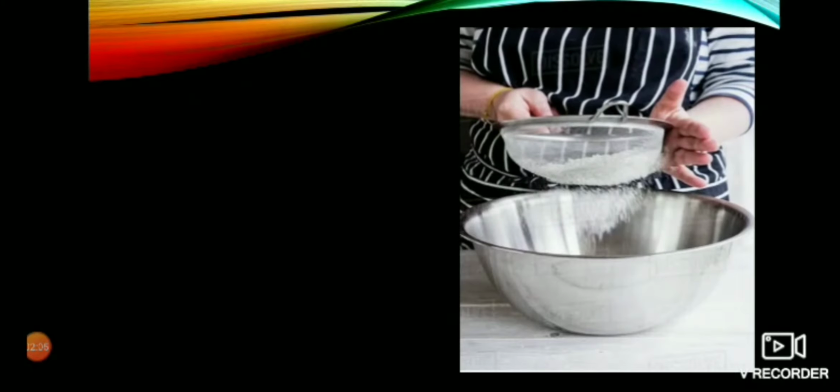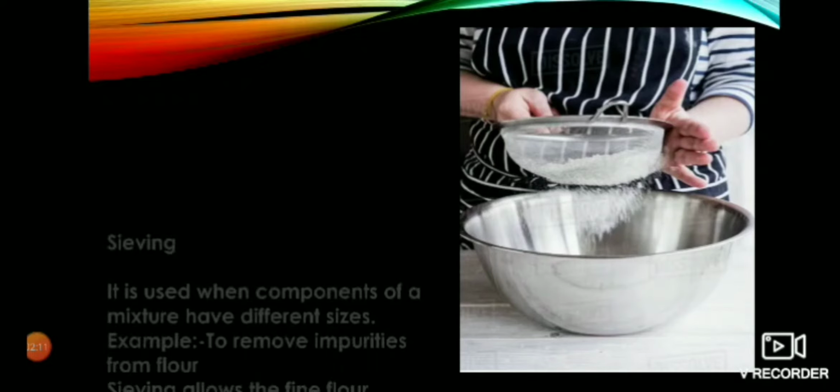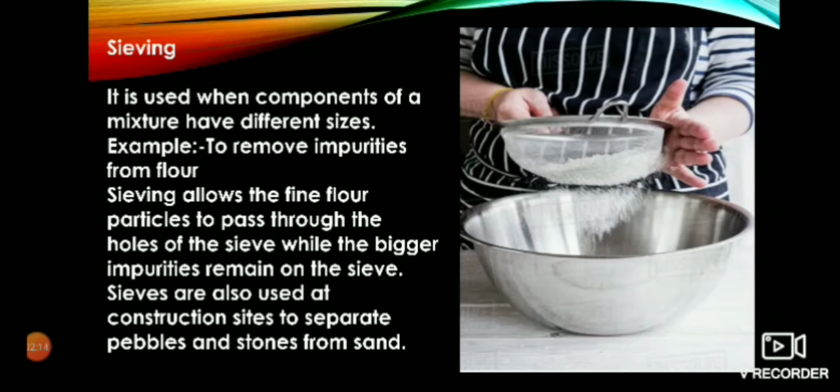Another method for separation is sieving. From the picture, you can easily understand it, right? Our mothers are doing it in the kitchen all the time whenever they are making a dish with flour. It is used when components of a mixture have different sizes. For example, to remove impurities from flour.